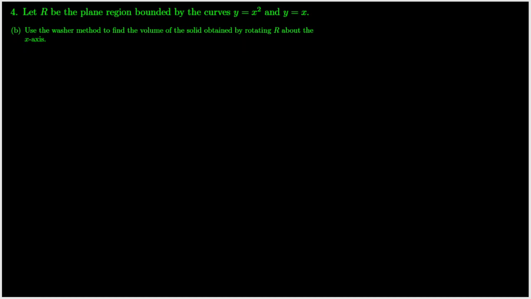Try to understand the question. Okay. The first thing is easy. We sketch the plane region first. The plane region is bounded by the graph of that function. The graph of that function is a parabola. Okay. The graph of that function is a straight line. These two functions are easy.